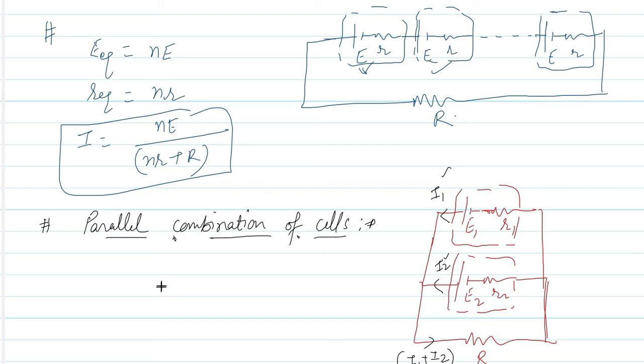Fine students. Now, in order to further simplify this, we will be considering another cell with equivalent EMF capital E and internal resistance r, and this is now connected with the external resistance R, right students? But still there will be a total current I, which will be given by I1 plus I2, right students?